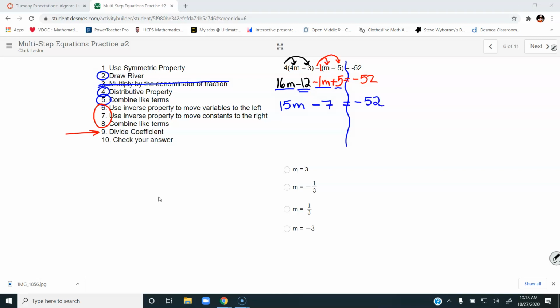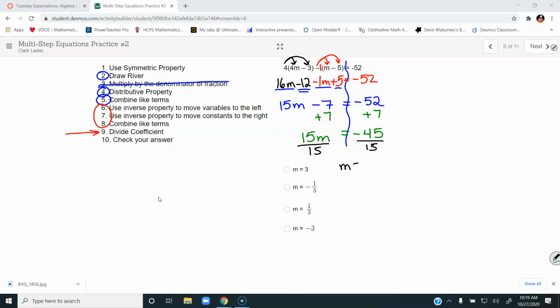Now, if you guys need a calculator for that stuff, that's fine. There's no shame in that game. Go ahead and use it. Now, we're only having to do number 7. So while I did circle 6, we currently are only having to do 7. So that's going to be 15m is equal to negative 45. All right? We combined our like terms. Now we're dividing by the coefficient, which is 15.